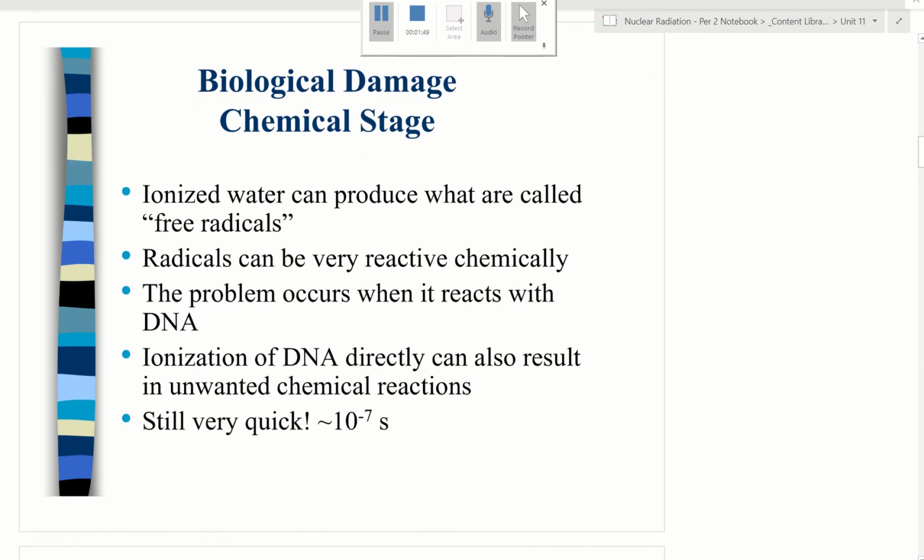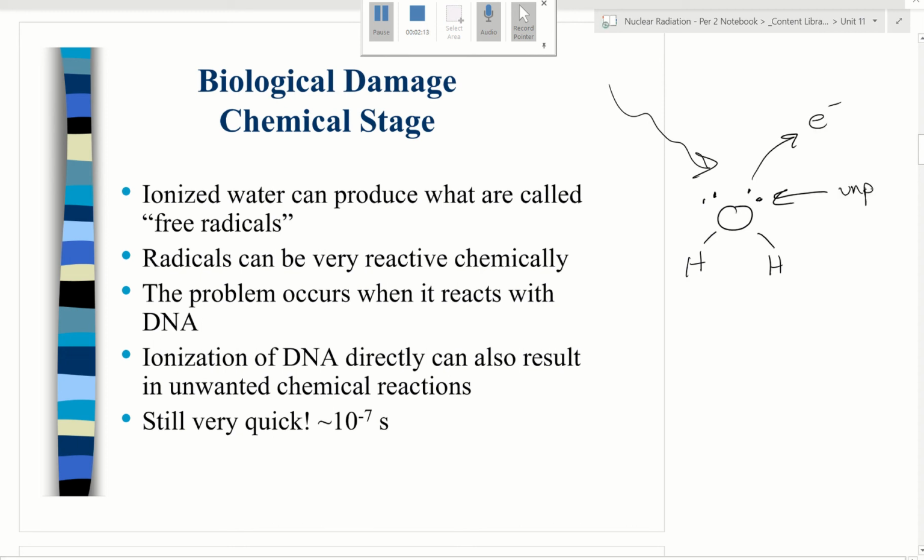The second stage also happens very, very quickly, and this is the chemical stage. This ionized atom typically will act as what we will call a free radical. Now, the big culprit in a human or in a living thing is the water, and so this comes in, an electron is removed, and now we have an unpaired electron. And if you have taken chemistry, an unpaired electron is the most reactive or most unstable arrangement of electron that you can have. And so this is very, very reactive.